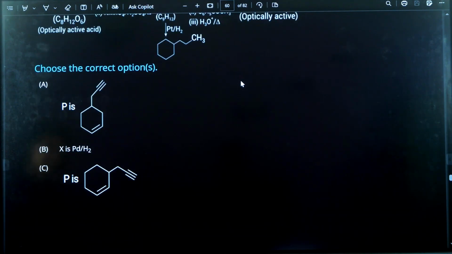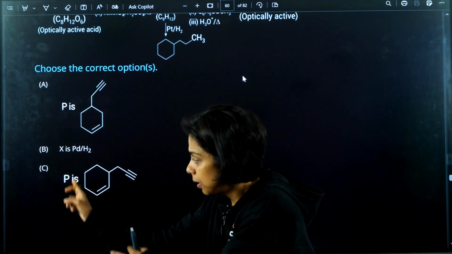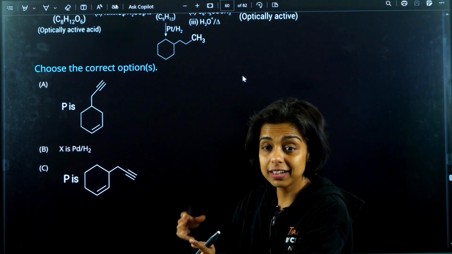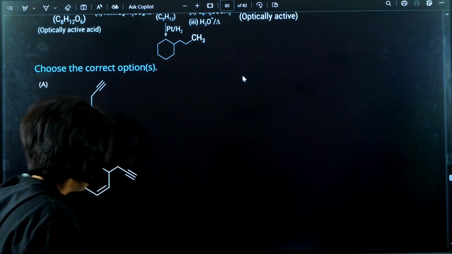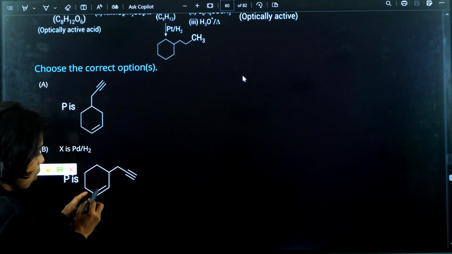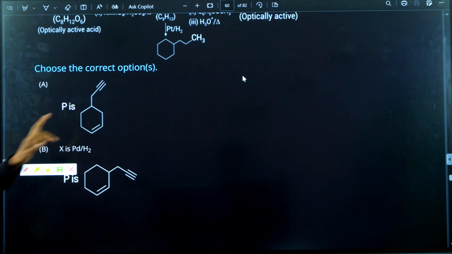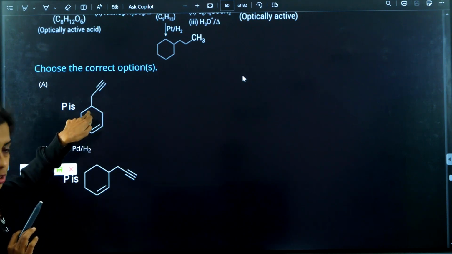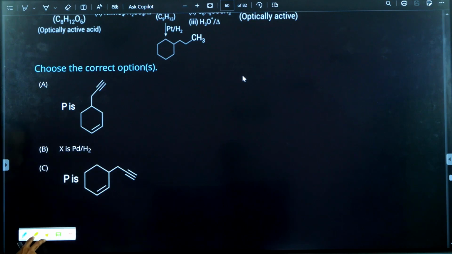So just start with option A, taking P as this, and if you don't get your answer, then start taking P as this compound. Let's see if you can get the correct answer or not. So this is my P. Of course, on hydrogenation, all the double and triple bonds get converted into single bonds. This is fine. In fact, I'll get the same with this also. Now, let's see further.